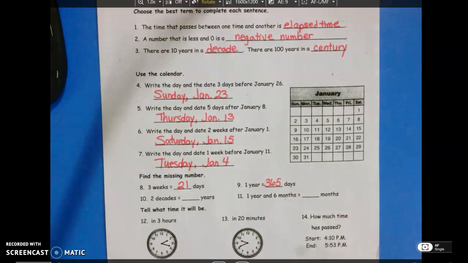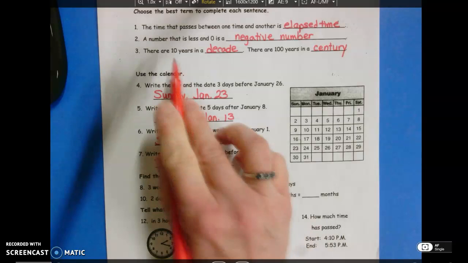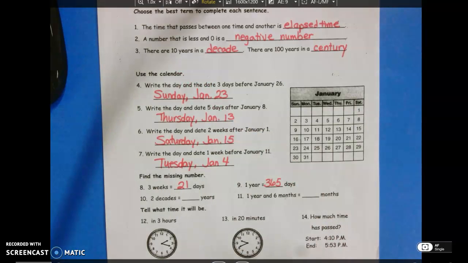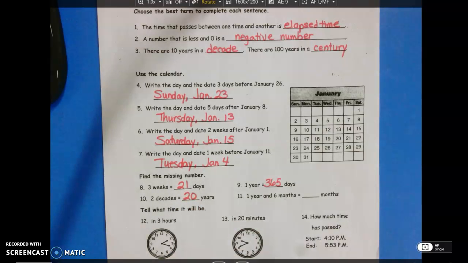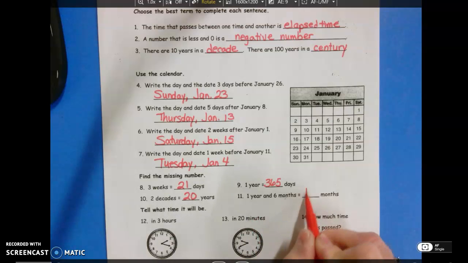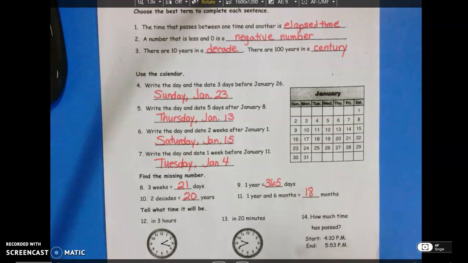Number 10, 2 decades. Well, up here, 10 years are a decade, so if I have 2 decades, I have 20 years. If I have 1 year and 6 months and I'm trying to figure out the total number of months, well, I have to tell myself there's 12 months in a year, so 12 plus that extra 6 is the answer, 18 months.